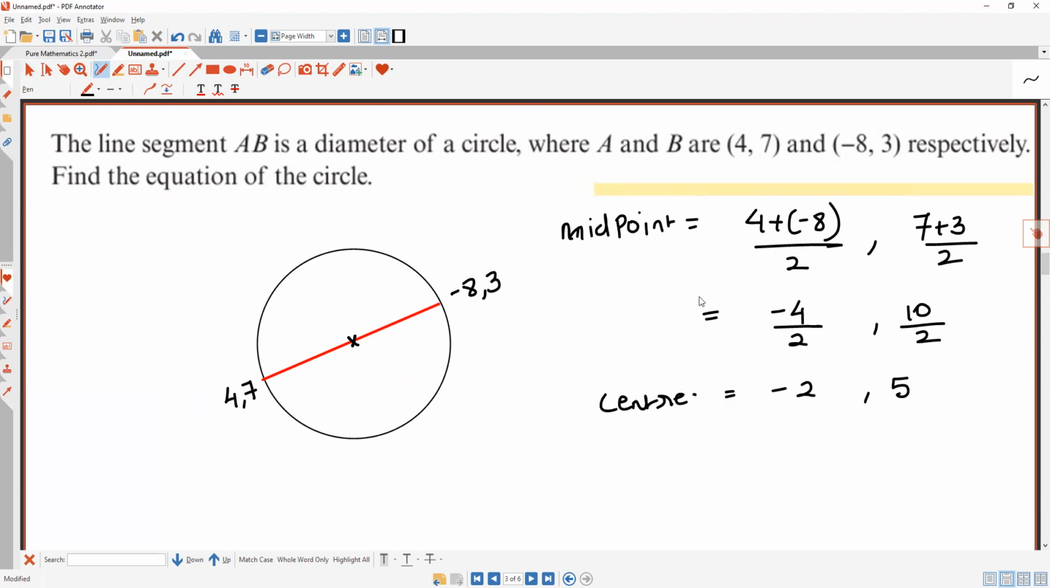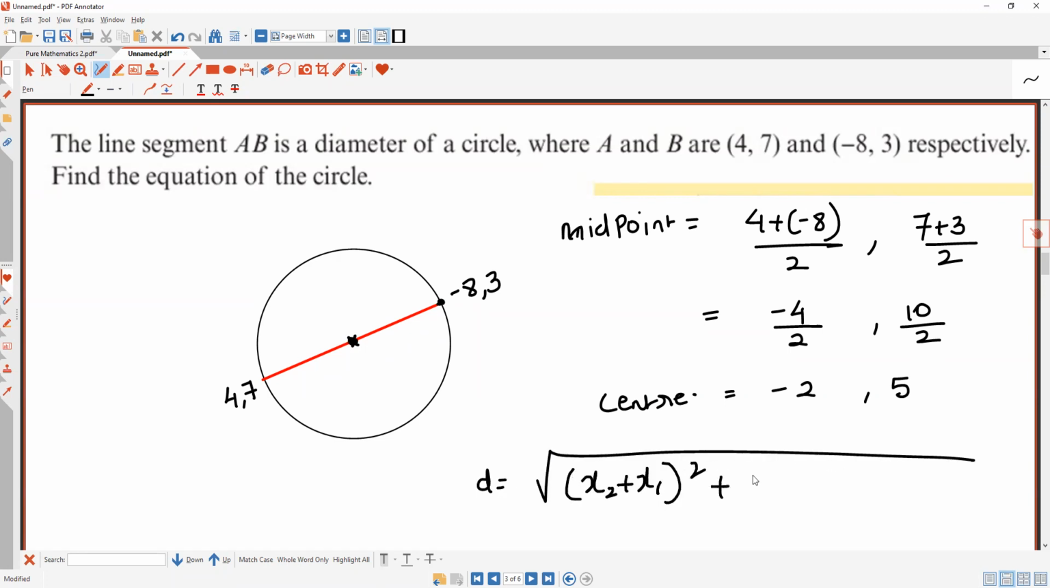Now I need center. I also need radius, because if you remember the equation of a circle, you need center, you also need radius. Now, what is radius? Radius is the distance between 2 points. And we know how to find distance between 2 points. It's root of x2 minus x1 whole square plus y2 minus y1 whole square. This we did in our previous class of P1. Remember how to find distance between 2 points, guys?